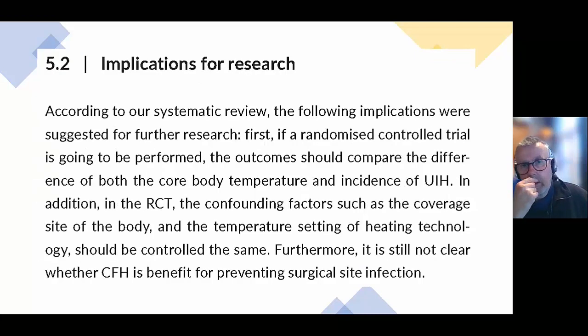In addition, looking at future research, they feel greater work needs to be undertaken regarding the occurrence of unintended intraoperative hypothermia, UIH. Also, that greater consistency is needed in matters such as body coverage, and the temperature settings of the heating devices should be addressed. A final point is offered regarding whether CFH has any role in preventing surgical site infections, and curiously, FAW is not mentioned in this respect.